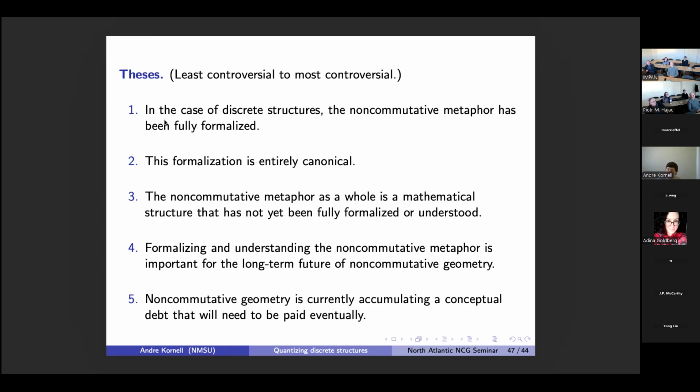And then most controversially, I think that non-commutative geometry is currently accumulating a conceptual debt that will need to be paid eventually, because already the literature is growing with lots of quantum generalizations, and very often they don't quite fit together in a coherent way. And right now we're just accepting this as, well, that's life. That's how noncommutative geometry goes. If it is true that there is a mathematical structure that is the noncommutative metaphor, eventually people will have to go back into the literature and adjust all of the definitions to get the quantum generalizations to fit together the right way. So it's a debt that eventually will have to be paid, maybe not by us, but by other researchers in the area. And let me add, it will have to be paid with interest. So let me end there.